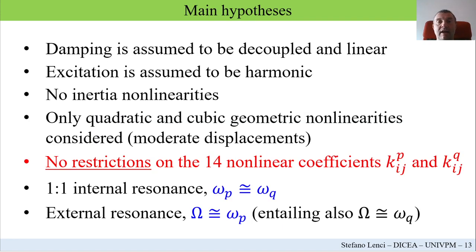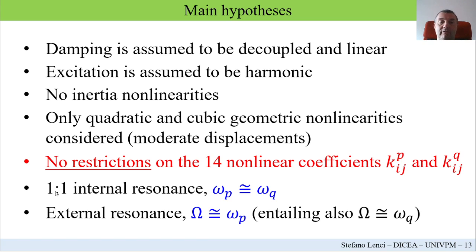The hypotheses are that damping is assumed to be decoupled and linear, excitation is assumed to be harmonic, that we have no nonlinearities in the inertial terms, and only quadratic and cubic geometric nonlinearities, as said. That means that we are considering moderate displacements and not large ones. Moderate but not infinitesimal, so not linear. And, which is very important for us, no restriction on the 14 nonlinear coefficients, K P and K Q.